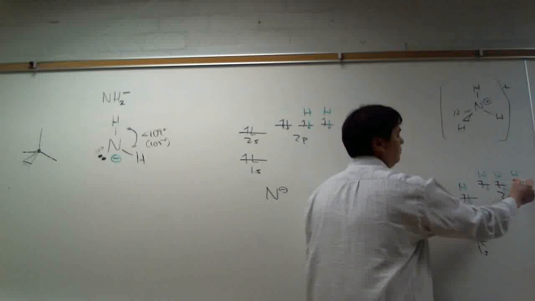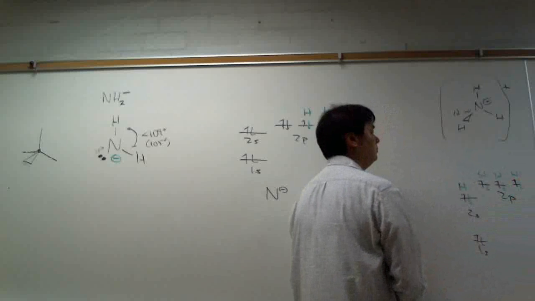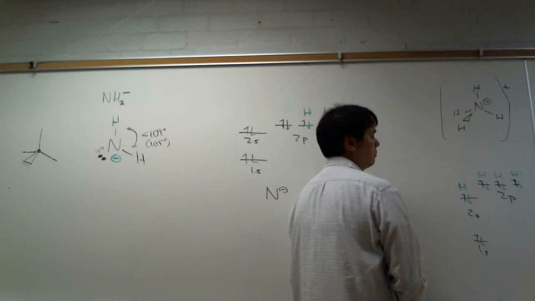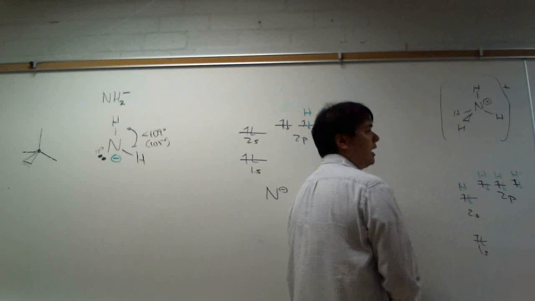So before you moved it, the 2s was full, right? And then you had only the 2px and 2py with an electron, right? Before you added the hydrogen. And then essentially you took 1 electron from 2s and moved it to 2p, and that's how you get the 4 hydrogens. Yeah.